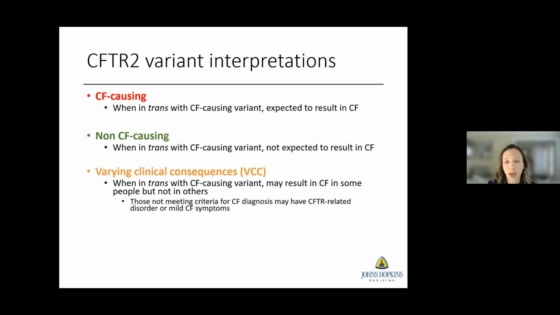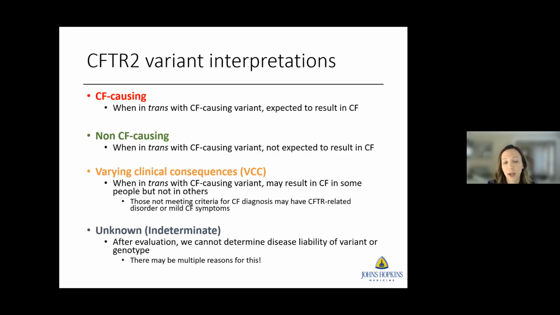We also have a third category that's kind of in between called varying clinical consequences. These variants, when they are found in trans with a CF causing variant, may result in CF in some people, but not in others. Those who don't have CF, but have a VCC variant may have a CFTR related disorder. So this is sort of in between non-CF causing and CF causing. Many of these variants are associated with variable expressivity or reduced penetrance.